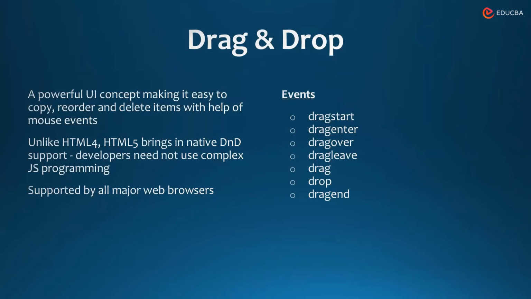And then we have drag, which fires every time the mouse is moved while the object is being dragged. Then we have drop. The drop event is fired on the element where the drop occurred at the end of the drag operation. A listener would be responsible for retrieving the data being dragged and inserting it at the drop location. Finally, we have drag end, which fires when the user releases the mouse button while dragging an object.